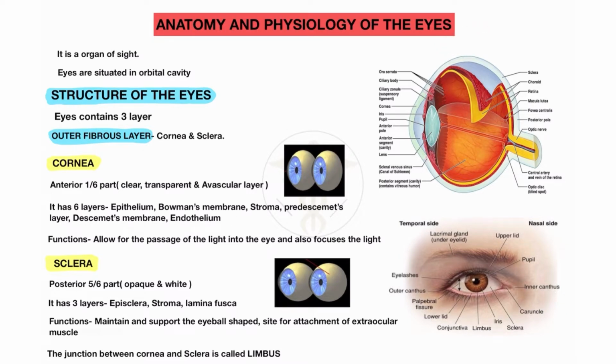First of all, I will discuss the structure of the eyes, what the function of the eyes is, and how many layers there are in the eyes, like the outer fibrous layer, middle vascular layer and inner neural layer. I will also discuss the compartments of the eye, like the anterior compartment, posterior compartment and vitreous compartment, and the blood supply and nerve supply to the eyes. And also the accessory structures of the eye, like the eyelid, eyebrow, conjunctiva, lacrimal apparatus, everything.